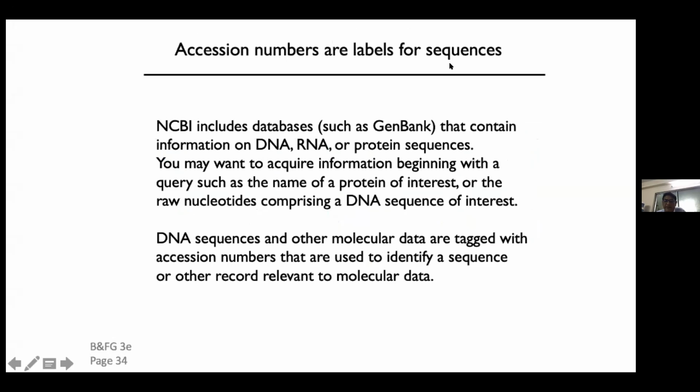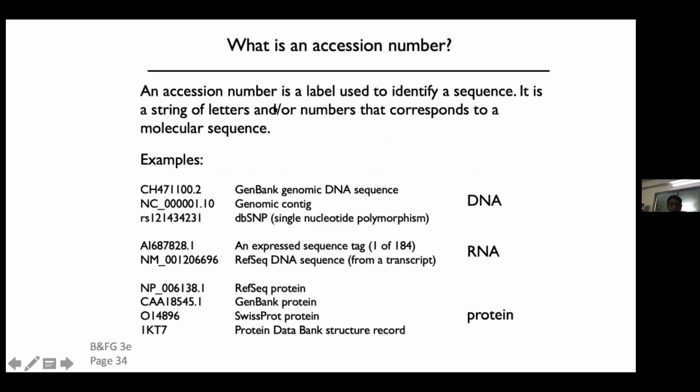Accession numbers label the sequences. Whenever you submit a sequence to the genome databases, for example GenBank or the ENA, it is like when a student gets enrolled in a university or a school and gets a student ID number. In the same way, whenever anyone submits a genome sequence, they provide us with an accession number. That's the unique identification number for that sequence. Using that accession number, you can access your DNA, RNA, or protein molecules.